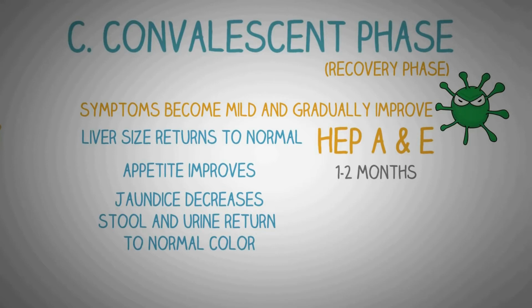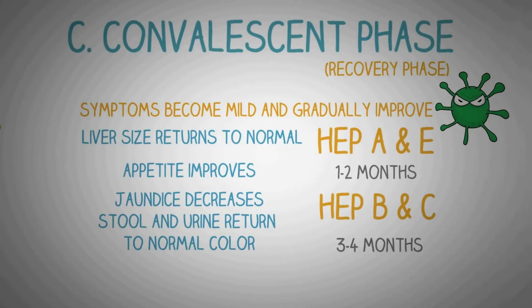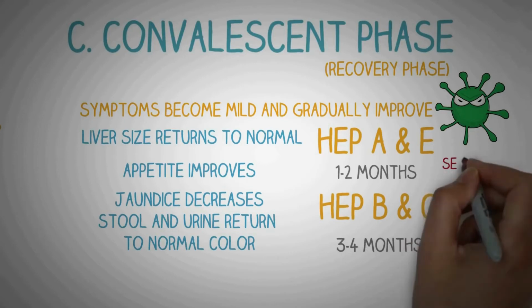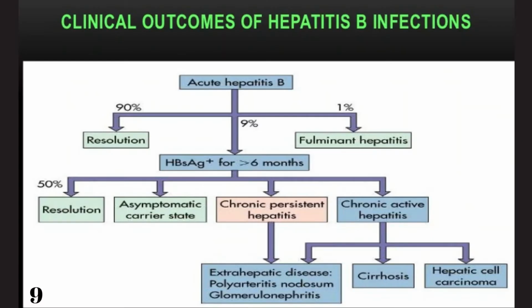The third one is the convalescent phase, the recovery phase. Symptoms become mild and gradually improve. The liver size returns to normal, appetite improves, jaundice decreases, and stool and urine return to normal color. This is the third one. You can find all these three clinical pictures in hepatitis A and E and also hepatitis B and C, but the difference is only in incubation period, severity, and chronicity.